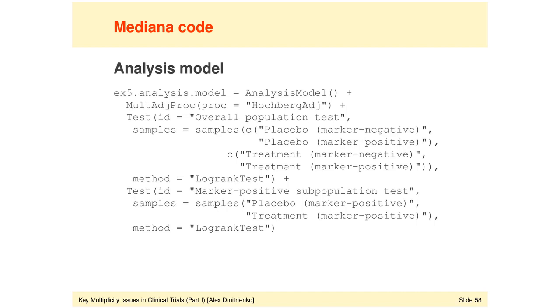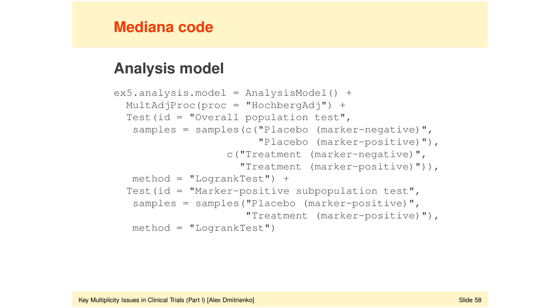The placebo and treatment samples within the overall population, and then within the marker-positive subpopulation. And as a result, the first test that you see in this analysis model, which is the overall population test, compares the effect in the placebo arm to the effect in the treatment arm. But to define the placebo arm, we need to merge two samples from the data models. These are the samples labeled placebo marker negative and placebo marker positive. And likewise, to define the treatment arm for this overall population test, we need to merge the two samples defined in the data model.